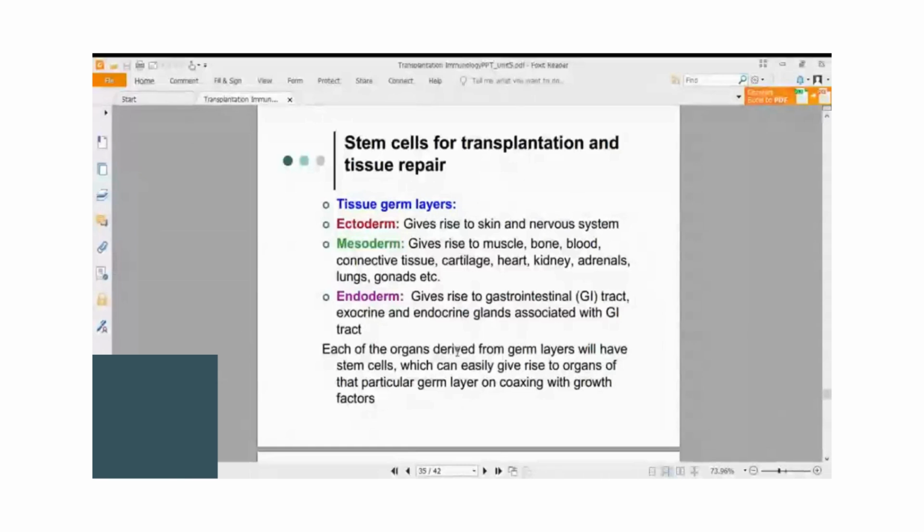We will continue our discussion on transplantation. We'll take up today a different branch in transplantation immunology, which comes under regenerative medicine or tissue repair, because it is very well known that there is a short supply of organs. Organs are not easily available.